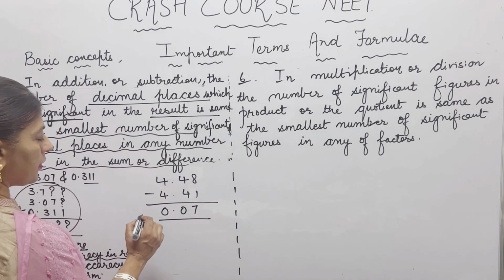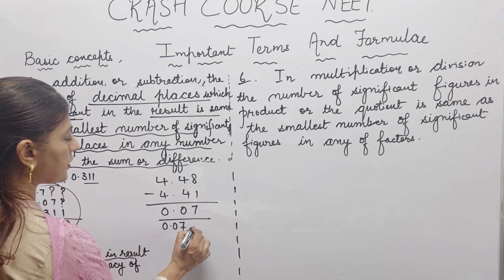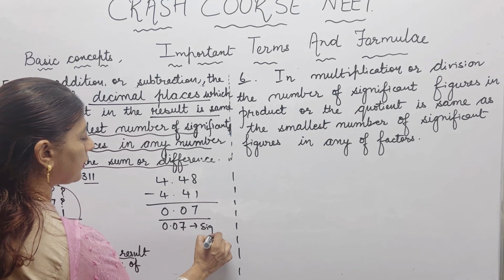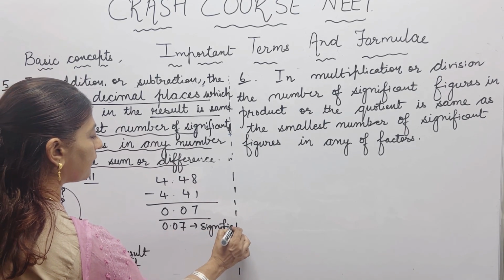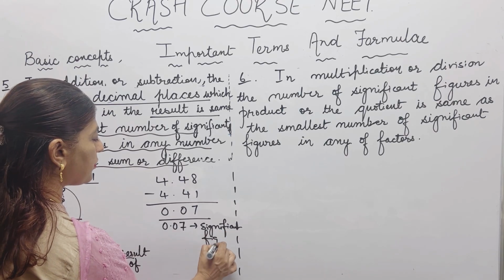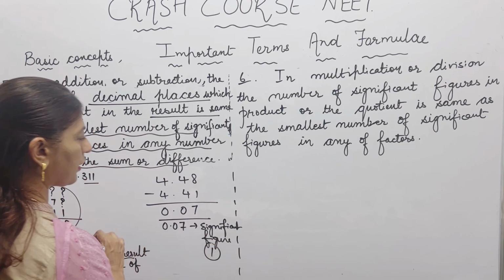Now 0.07 is having significant figure. कितनी है इसकी, 1. It is limited to 1 significant figure.